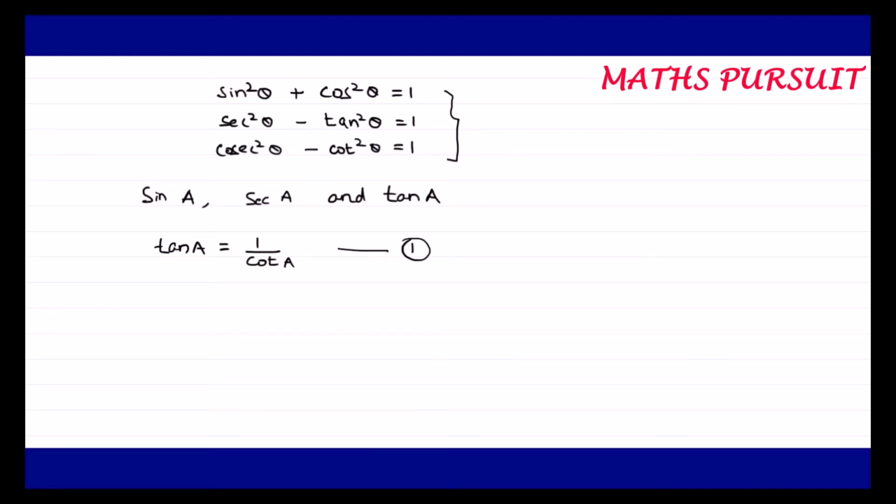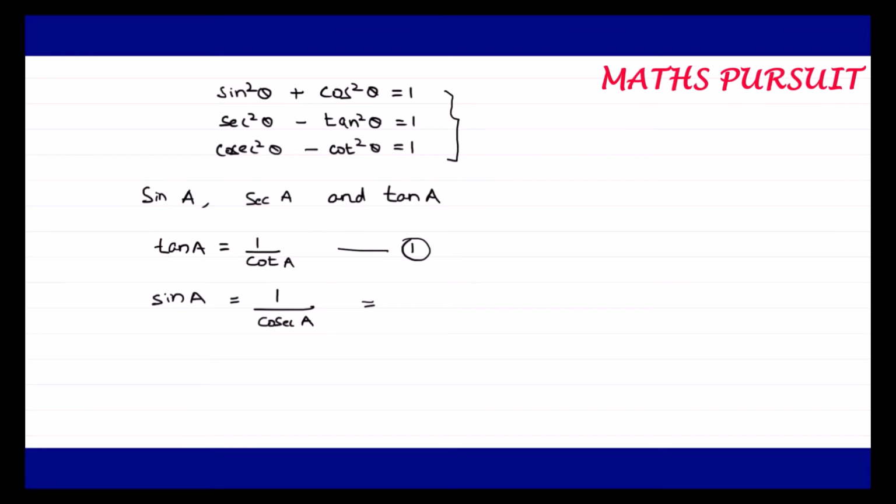Now let us focus our attention on sin A. How are we going to prove sin A? So sin A is equal to 1 upon cosec A. We know this one. Guys, if you do not know, try to remember these things. These things are really important for us. Okay, so we know that sin A is equal to 1 upon cosec A.